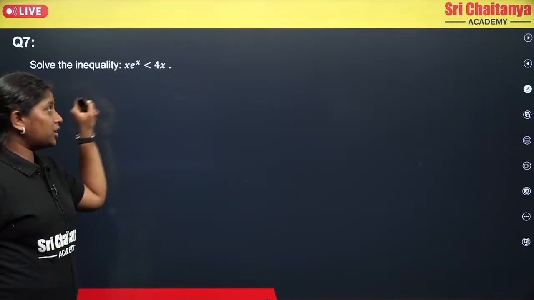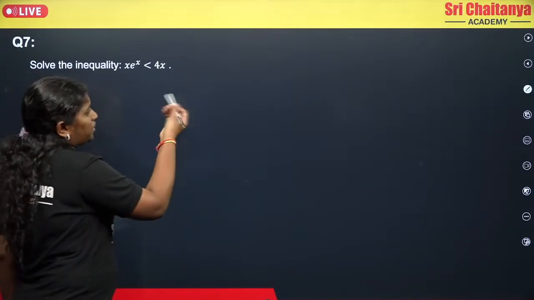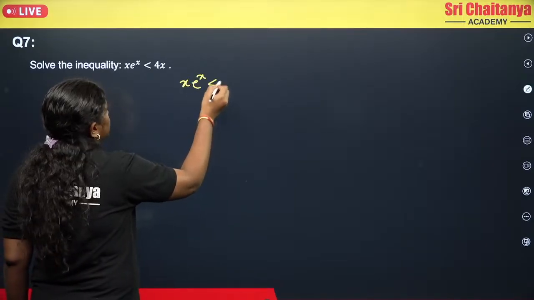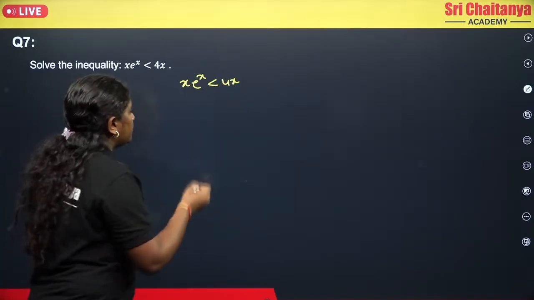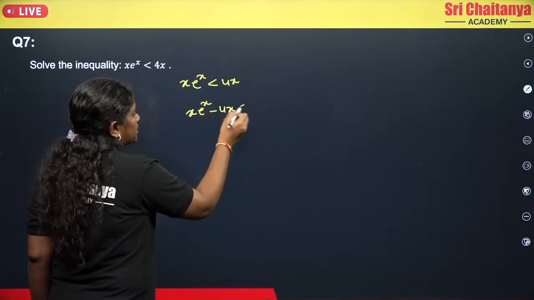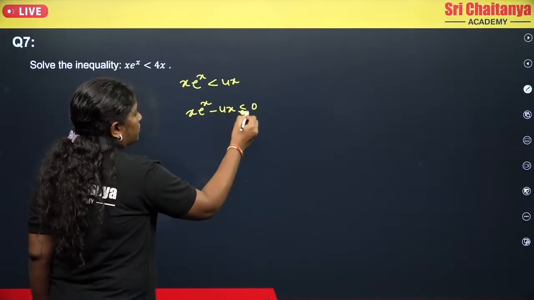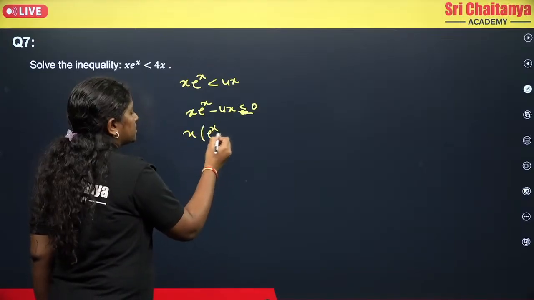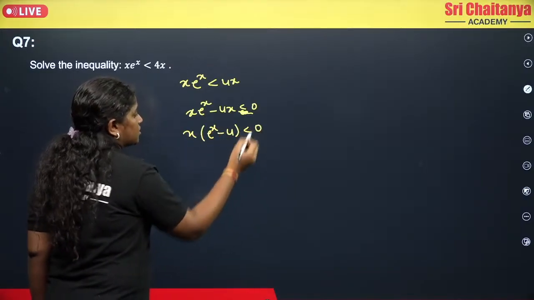So first of all we need to do the transposition. So it will become x e to the power x less than 4x. Okay. So now it will become x e to the power x minus 4x less than 0. So here we are not having equals to. So now taking x common, e to the power x minus 4 less than 0.